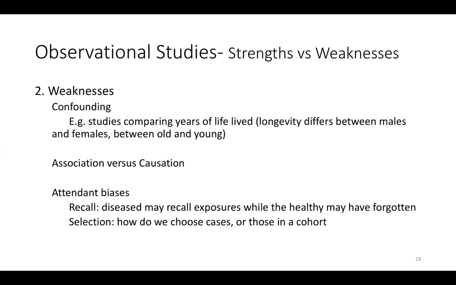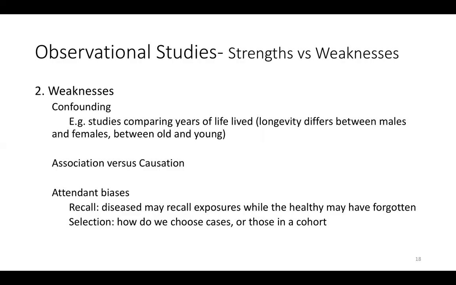The weaknesses of such studies are confounding. For example, studies comparing years of life lived. Longevity differs between males and females. So if we don't adjust for gender, if one group has more females, that group would tend to live longer, predisposed by their gender.